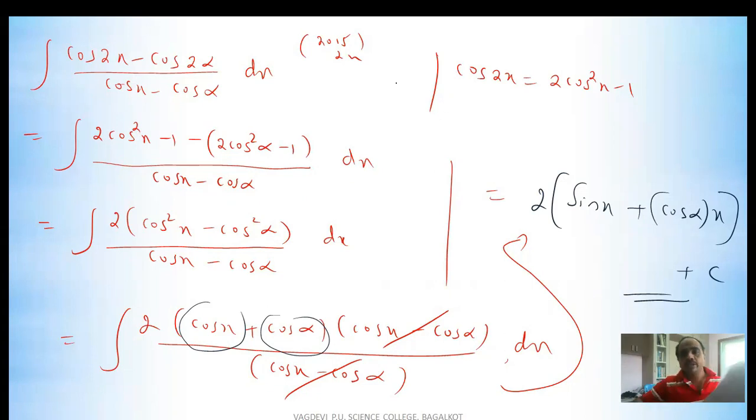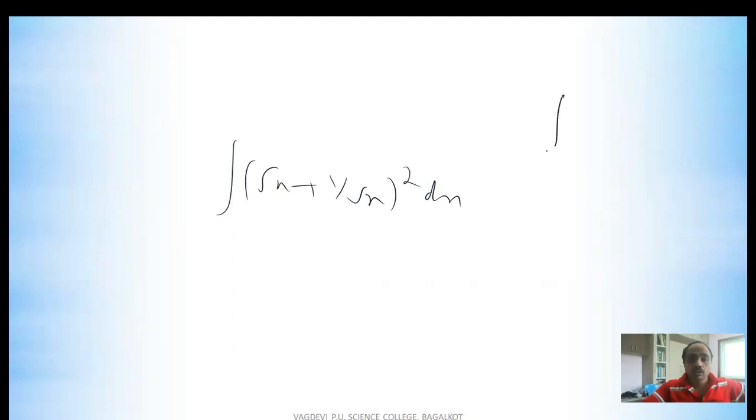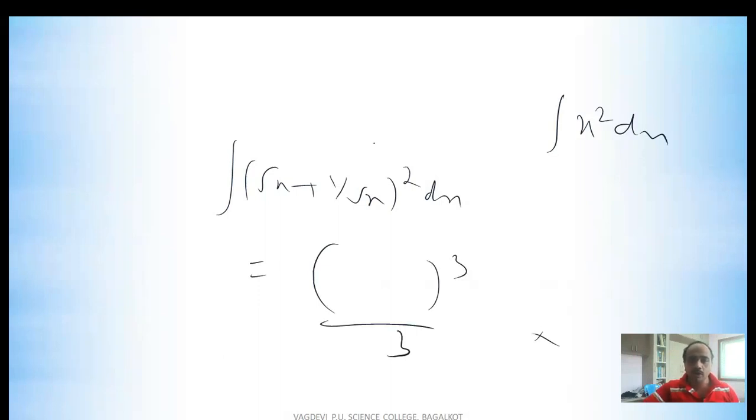So integration is entirely different from differentiation. Even though it's the reverse process, it's different. For example, integration of root x plus 1 by root x whole square. This is a 1 mark question we have done. You should not think that it is in the form integration of x square. We cannot write this whole cube by 3. That's wrong. You cannot apply this formula for this function.